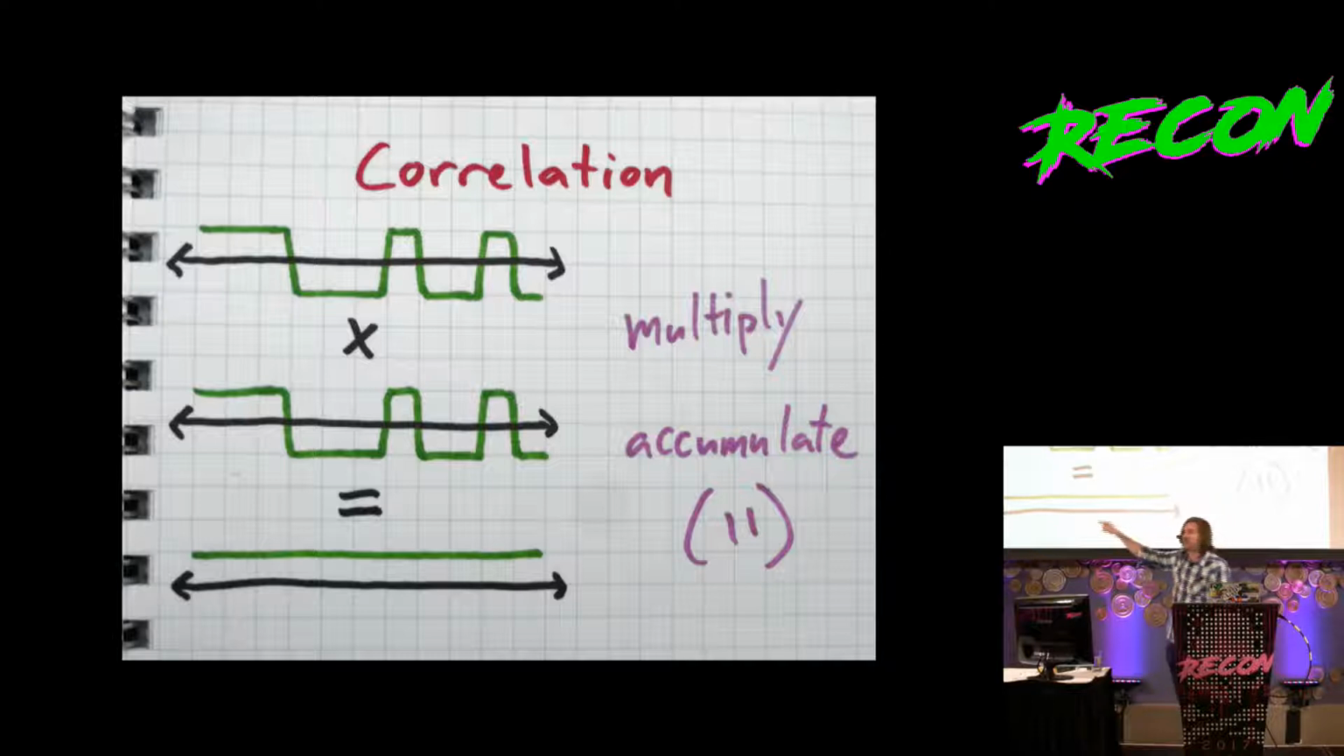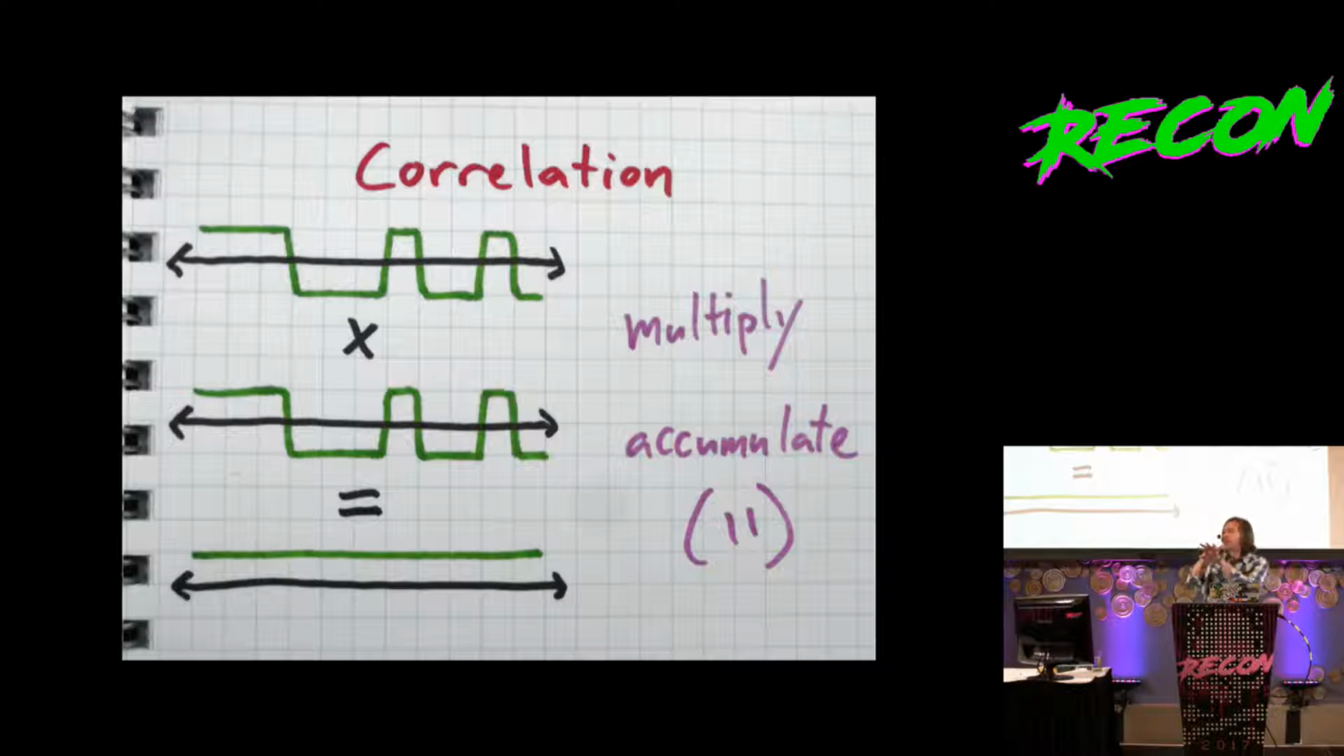And so every single chip, if these line up perfectly, has a product of 1, and then you do the accumulate part, which is adding these 11 ones together, and the result is 11. So the result of this correlation of these two aligned signals is 11.